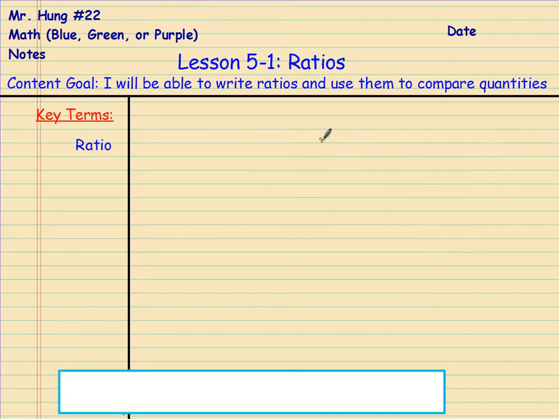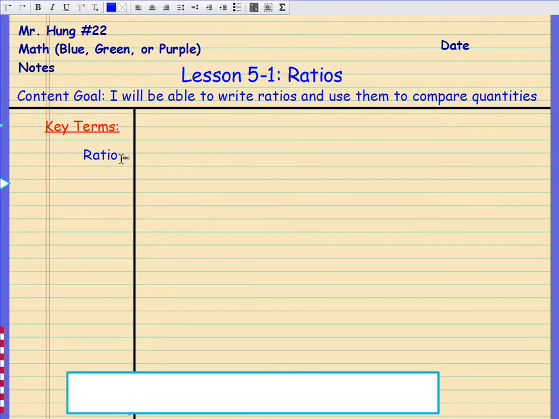Let's look at lesson 5-1, ratios. Today we're going to be looking at something called ratios, and we're going to be able to use them to compare quantities. Now first, what is a ratio? Well, it's pretty simple. It's just a comparison between two amounts. Now let me give you an example.